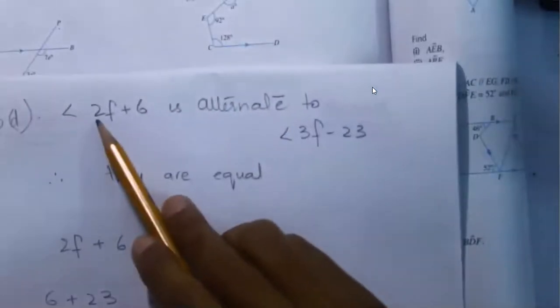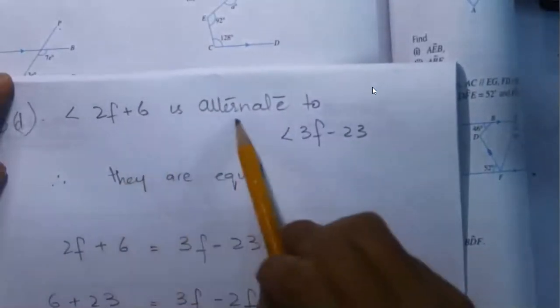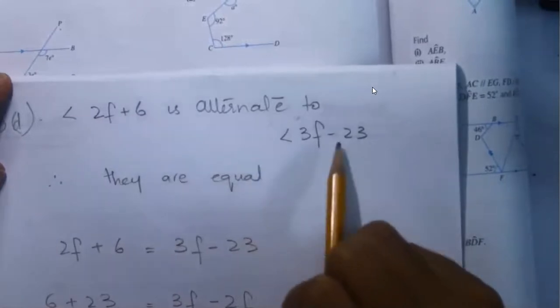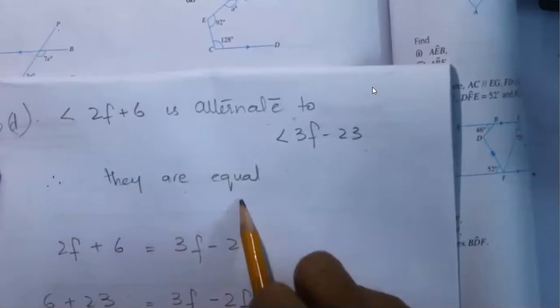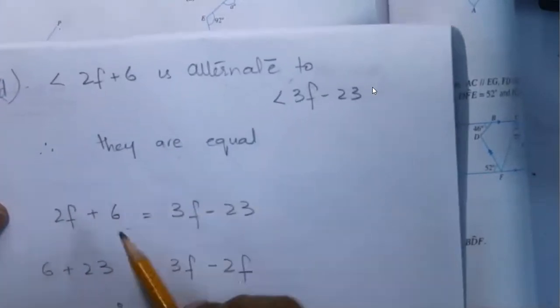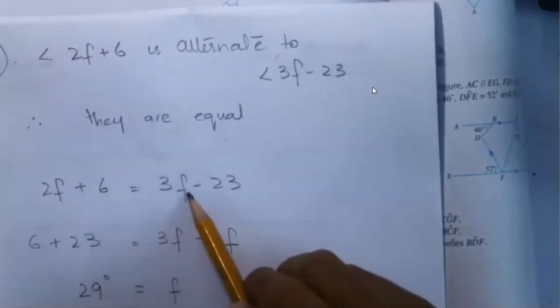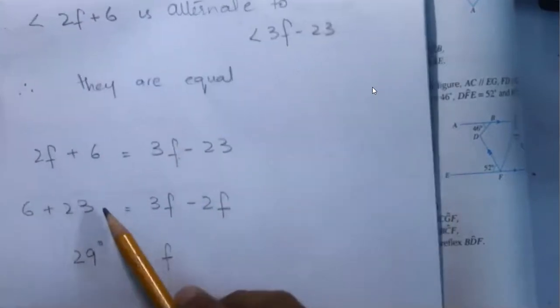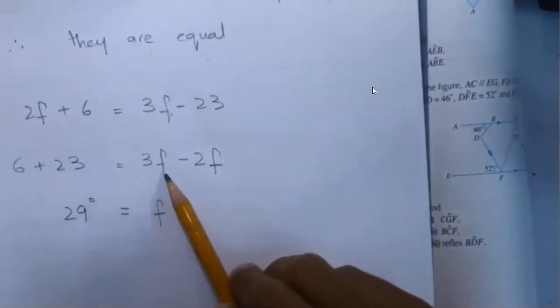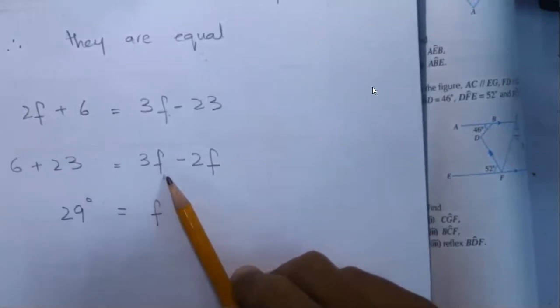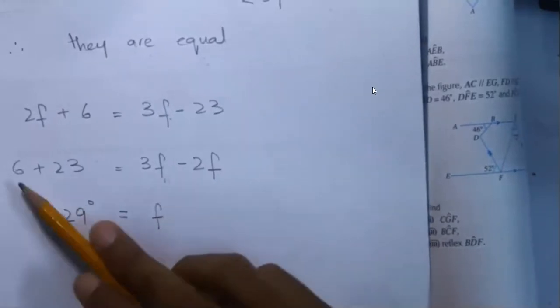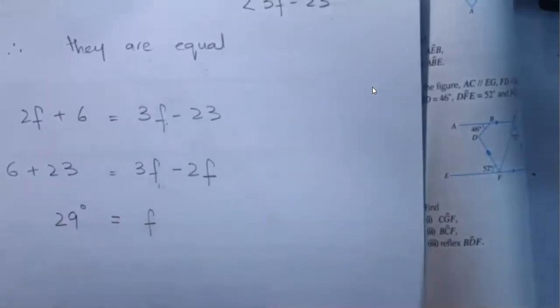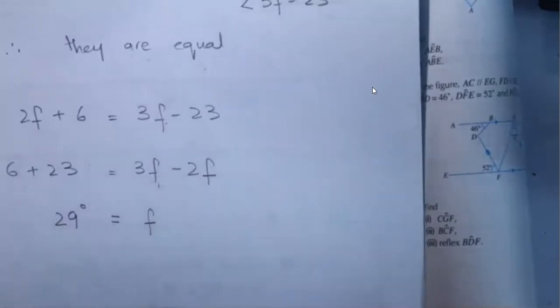Can we write that angle 2F plus 6 is alternate to angle 3F minus 23? Yes, Miss, they are equal. Therefore they are equal, and so we can come up with this equation. Now we can put the numbers here and the variables there. Very good. 3F minus 2F is single F, and 6 plus 23 is 29. So F is 29 degrees.